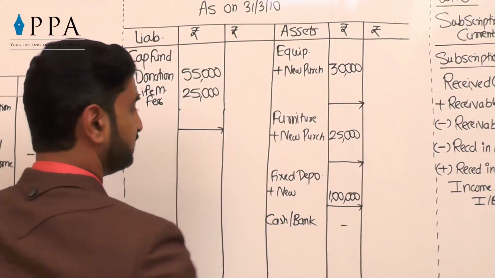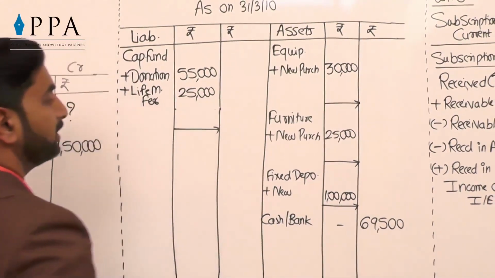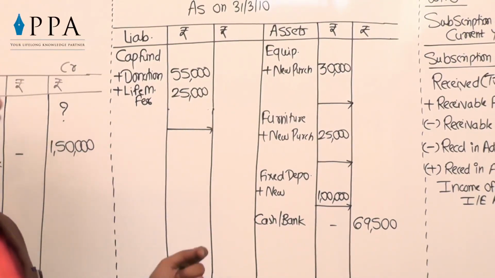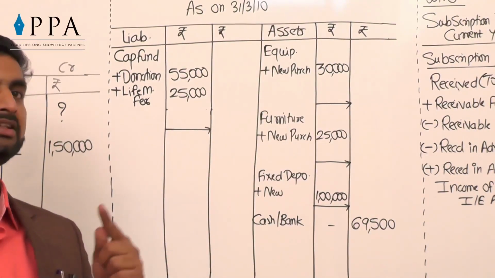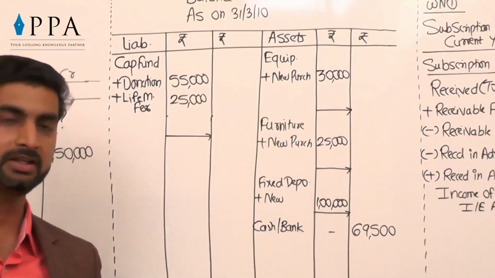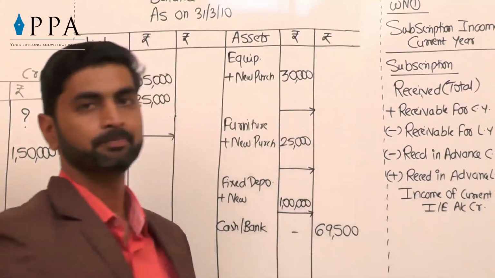Outer column 69,500. So in this way we have completed the first step, that is we have given two effects of all the items of the RP account. Now moving towards the adjustments. I repeat, you must give two effects of every adjustment. So let's see what is given in the adjustments now.